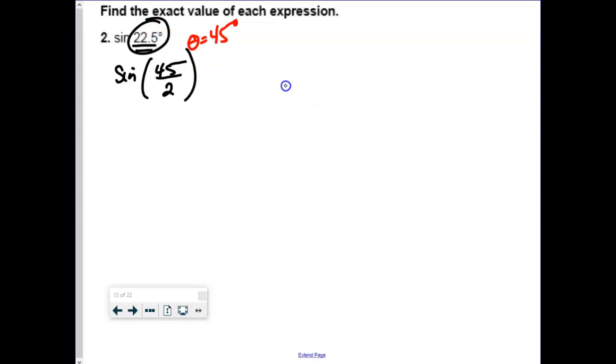Positive or negative? Positive. So it's not plus or minus in front of this weird funky thing. It's just positive square root of, and I never remember these, so I have to look them up every time. The formula is the square root of 1 minus the cosine of theta over 2. So, positive, which you don't have to write.